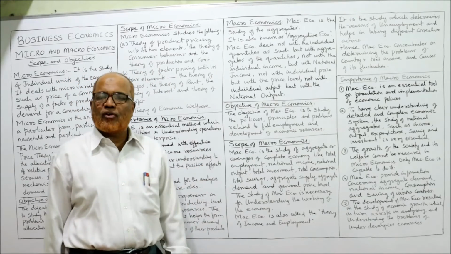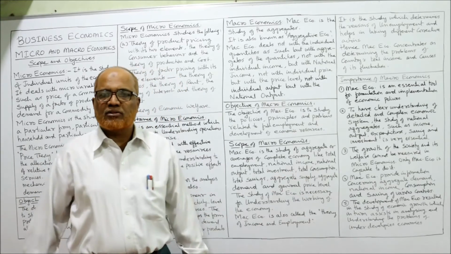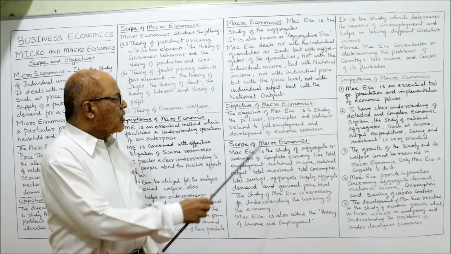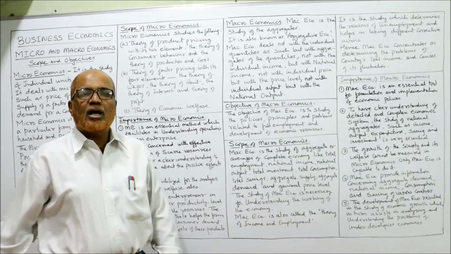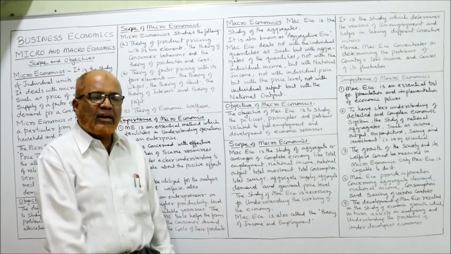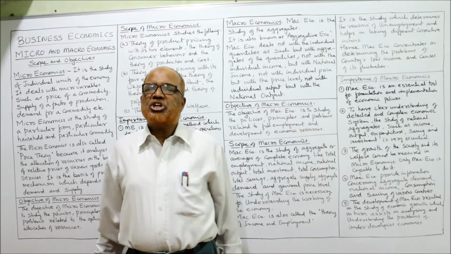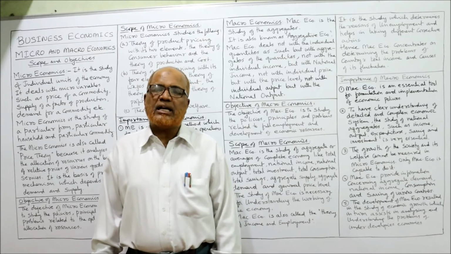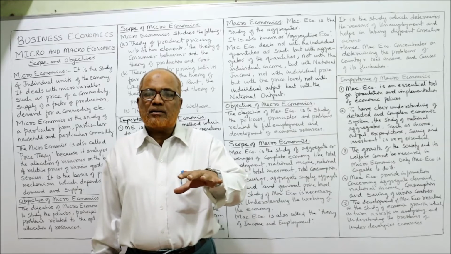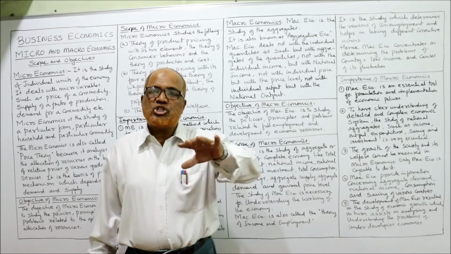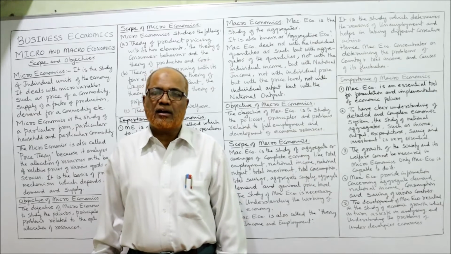Now, objective of macroeconomics. Just like we have objective of microeconomics, we have objective here also. Why do we study aggregates? The objective of macroeconomics is to study the policies, principles and problems related to full employment and development of economic resources. See, the main objective of every economy, every country is to develop economically. So in order to achieve the higher economic growth rate, we need the study of aggregates.